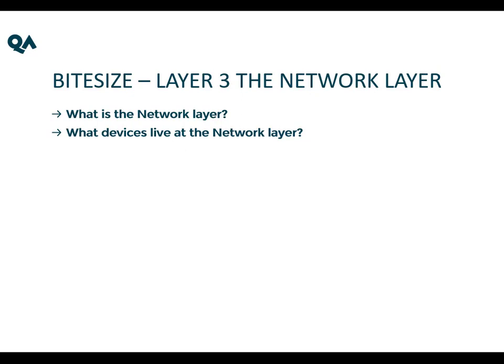This is going to be based on layer 3 of the 7-layer OSI network model, and this is layer 3, the network layer. What we're going to have a look at is what the network layer actually is, why we use it, and what devices live at the network layer.